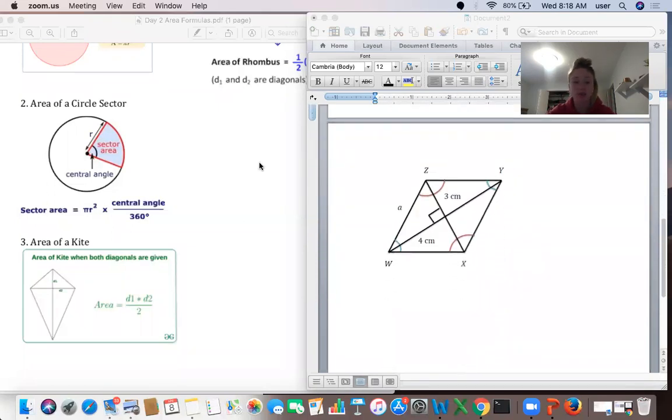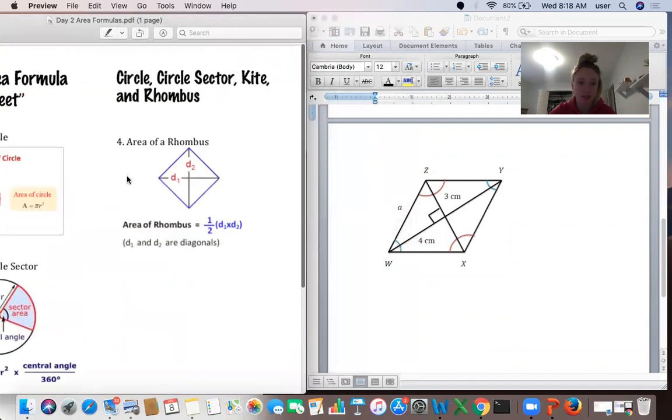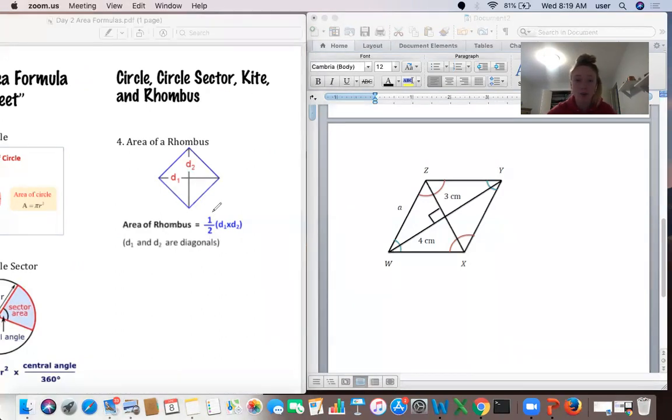And lastly, oops, I better clear that. Lastly, our shape that we are doing is a rhombus. So I'm going to move this. Okay, area of a rhombus is right here. This is super similar. It's the same formula as a kite. Okay, we take diagonal 1 times diagonal 2. On here, they have it multiplied times 1/2. But we know that multiplying by 1/2 and dividing by 2 are the same exact things. Okay, so it is the same formula. Area equals diagonal 1 times diagonal 2, and then either multiplied by 1/2 or the whole thing divided by 2.